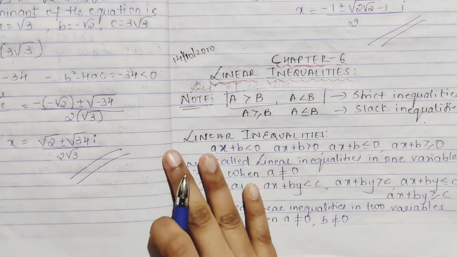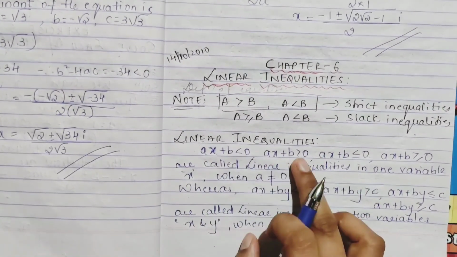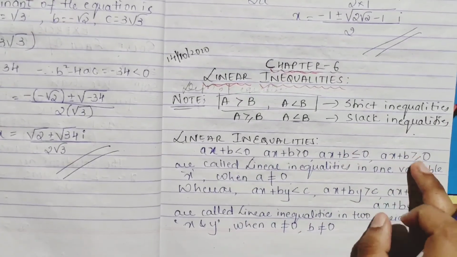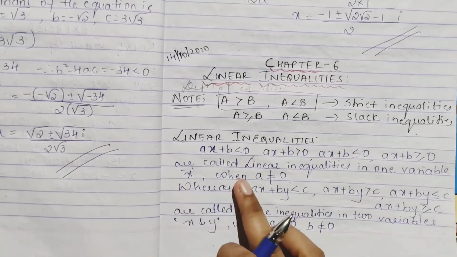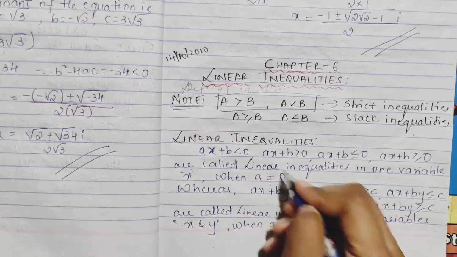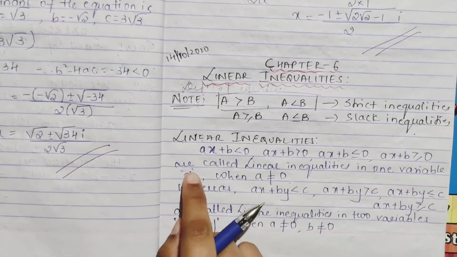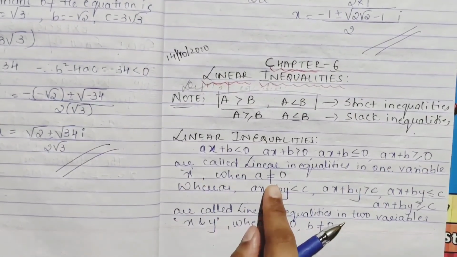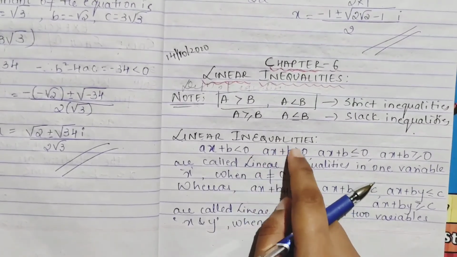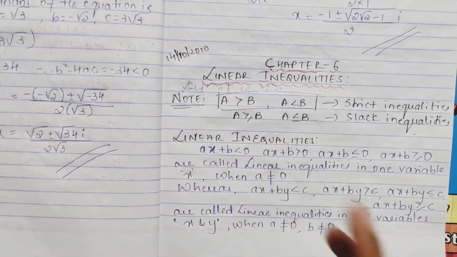So write down the definition. Linear inequalities: ax plus b less than 0, ax plus b greater than 0, ax plus b less than or equal to 0, ax plus b greater than or equal to 0, are called linear inequalities in one variable x, when a is not equal to 0. If a is equal to 0, the whole term will be 0 and you just get a constant, then it is not linear, right? Linear, you need a variable.